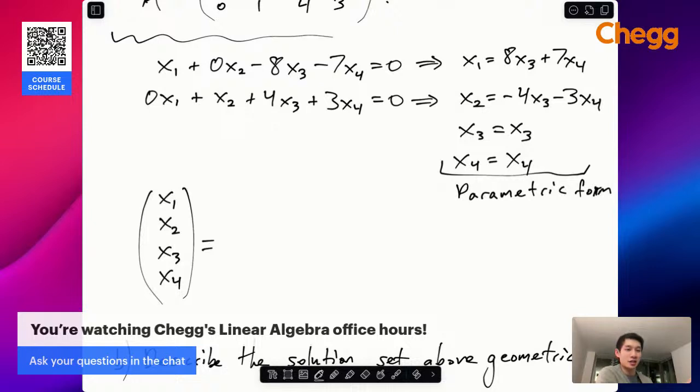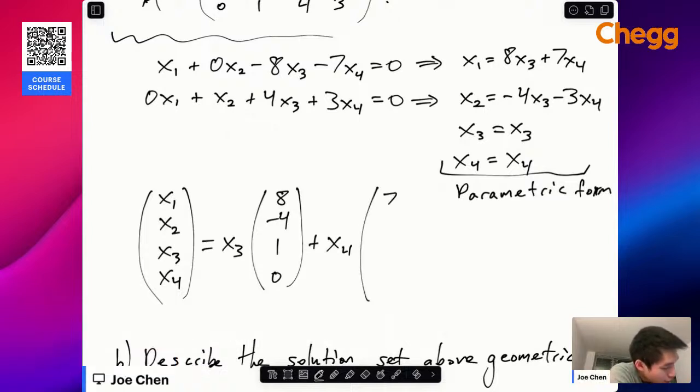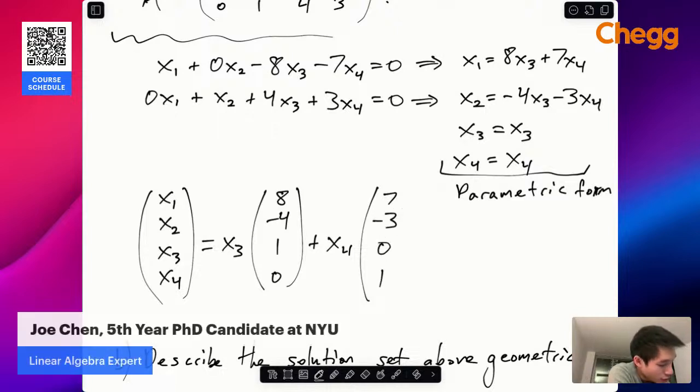Maybe let me write it down and I'll say a comment afterwards, and then let me know if you have a follow-up question. But I'm going to take x3 and I'm going to pull it out from everything here. So what do I get? For the first equation, there was an 8. In the second equation, there was a -4, and then a 1, and then it didn't appear in the last equation, so I have 0. And then I have the same thing with the x4. I got a 7 in the first equation, a -3, and then a 0, and then a 1.